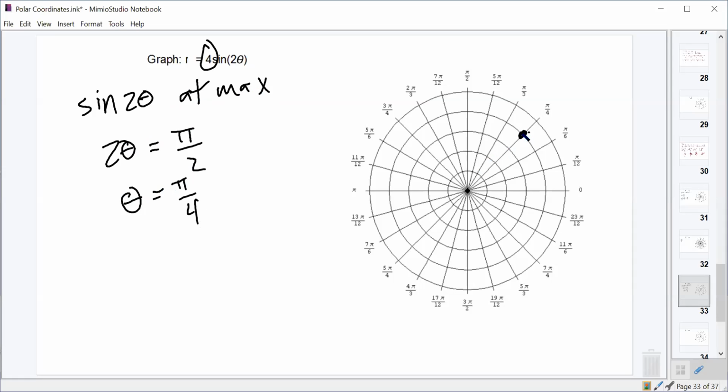How many petals does this one have? 4, exactly. So evenly spaced out across the 2 pi, 4 different petals. That means that every pi over 2, we should get a new petal. So from pi over 4 to 3 pi over 4 should be a new petal, 3 pi over 4 to 5 pi over 4, and over at 7 pi over 4. So far good?